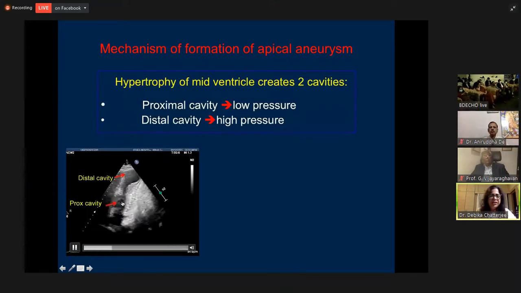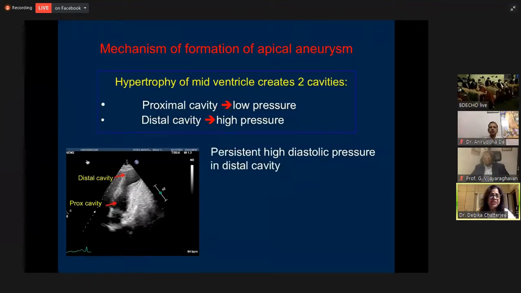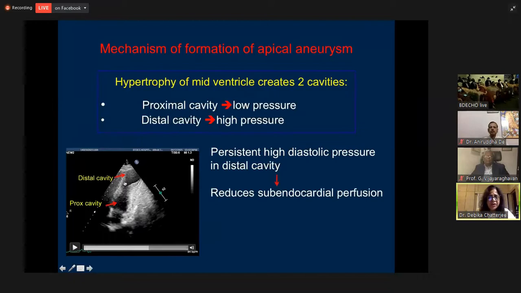Now this proximal cavity is a low pressure zone and the distal cavity develops a high pressure zone. Now this persistent high diastolic pressure in the distal cavity reduces the subendocardial perfusion, and that leads to chronic ischemia and ultimately results in necrosis and aneurysm formation of the apex.